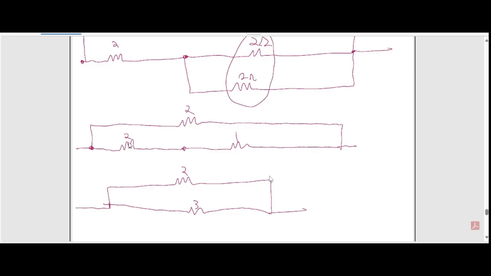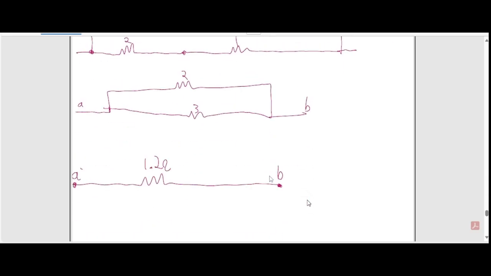Then you're seeing these two in series, so you do that. And it's in parallel with the big one. Product over sum. And that's it. That's really all it is.